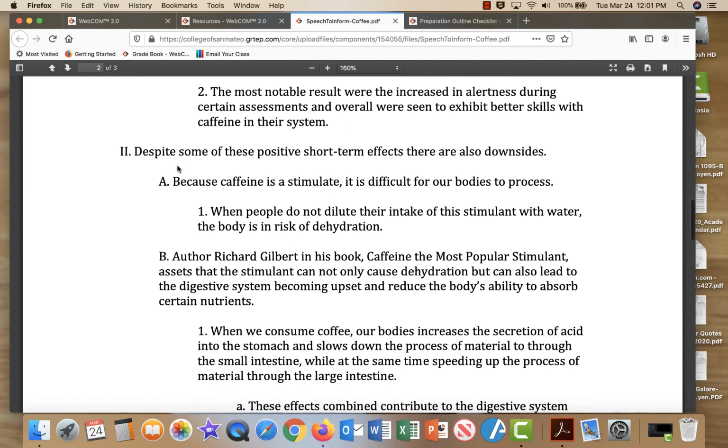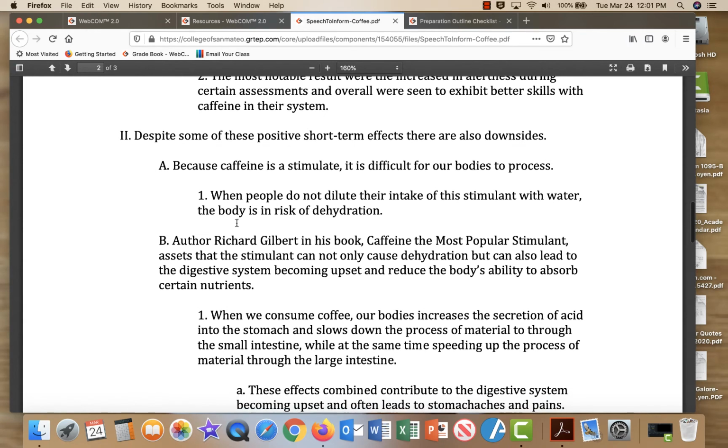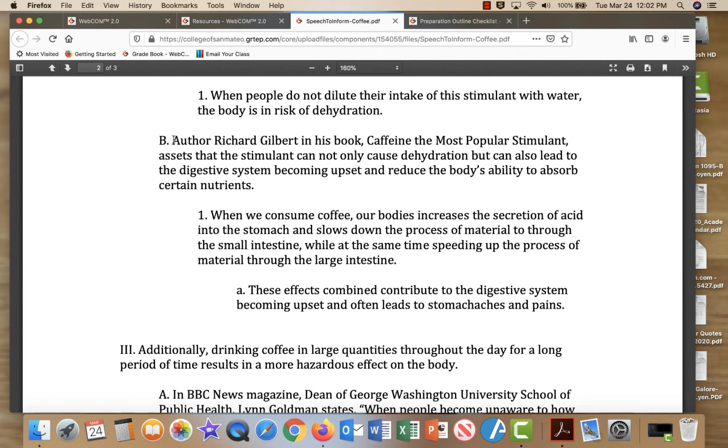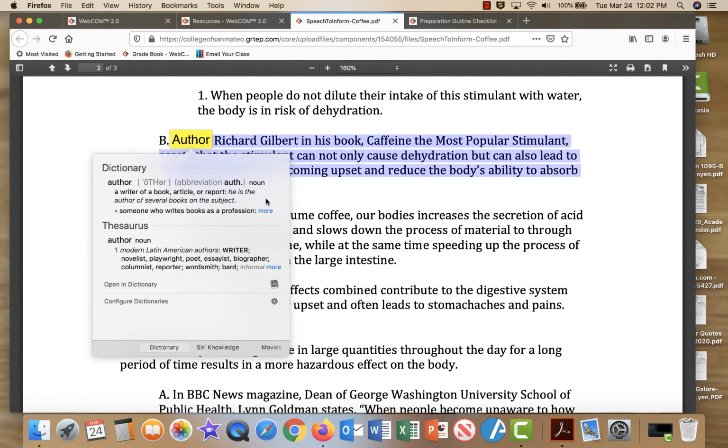So here we have a second main point: despite some of the positive short-term effects, there are also downsides. Here this person talks about the benefits and then the downsides of short-term use of caffeine. Again, one sentence per point. Now let's take a look at how this person wove in the book source.